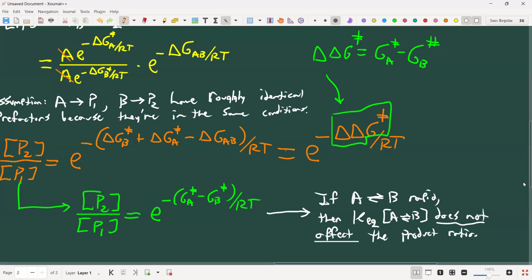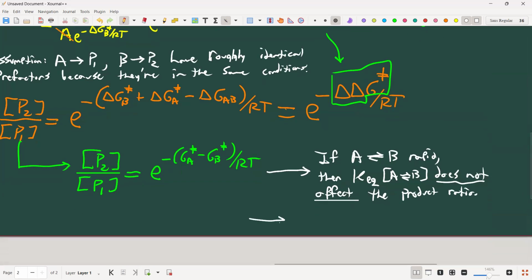The only thing that affects it, right? What this means, therefore, is the product that forms fastest is preferred.